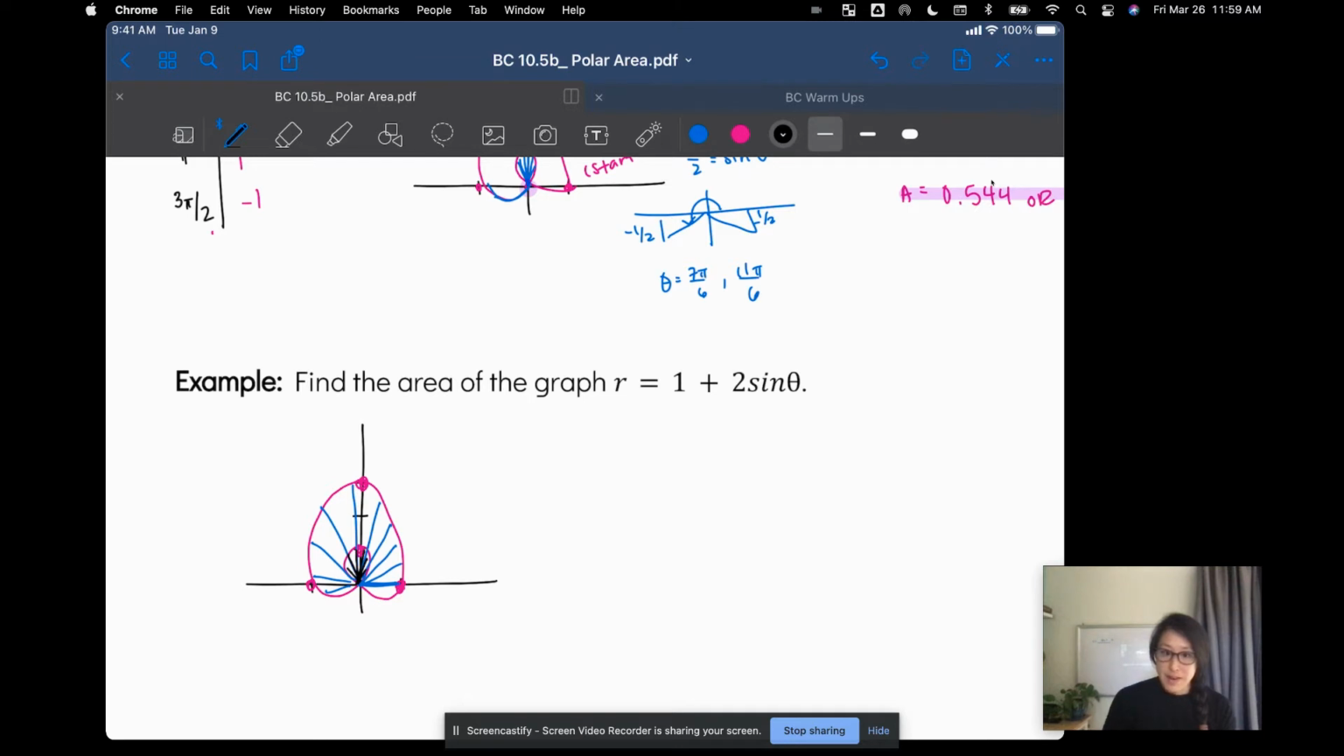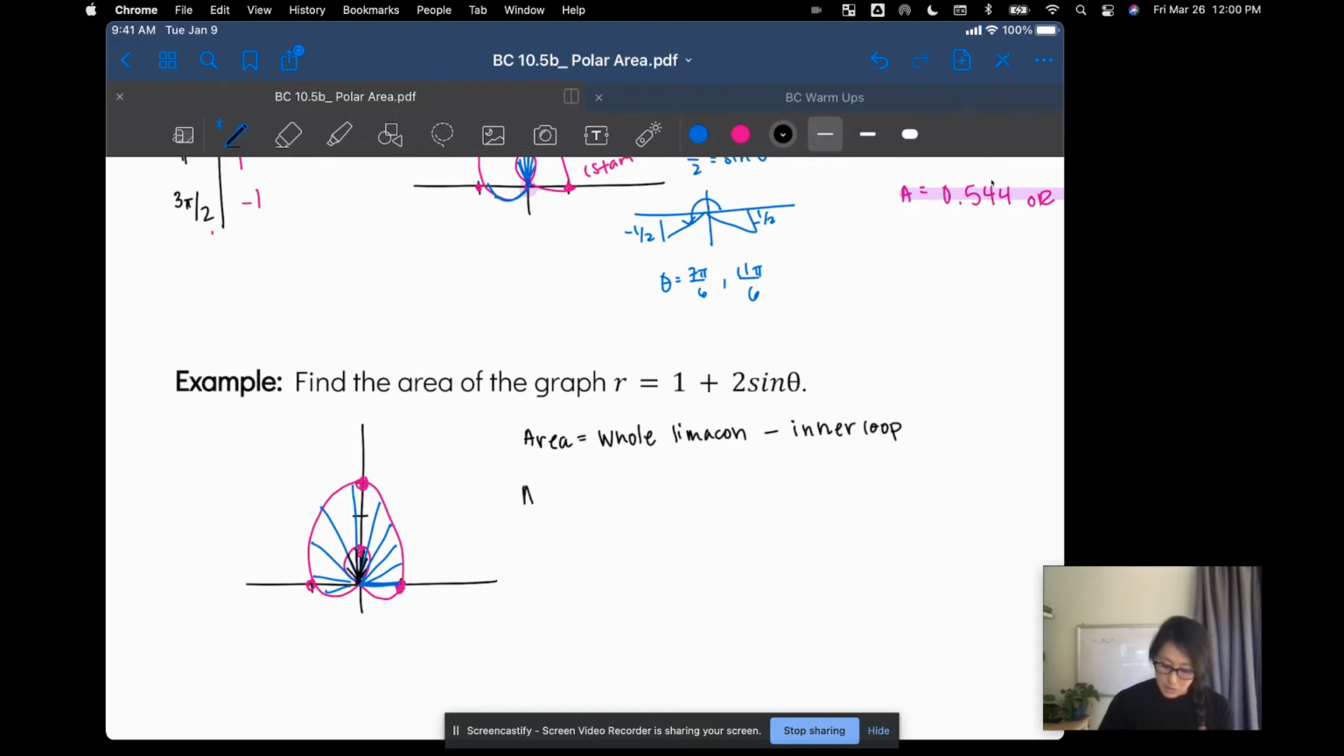But right now, the inner loop is being added twice. Once from the blue area, basically the area from 0 onward, and then once the inner loop comes around, that area gets added twice. So to get the area, I'm just going to say the area is equal to the whole limaçon minus the area of the inner loop.